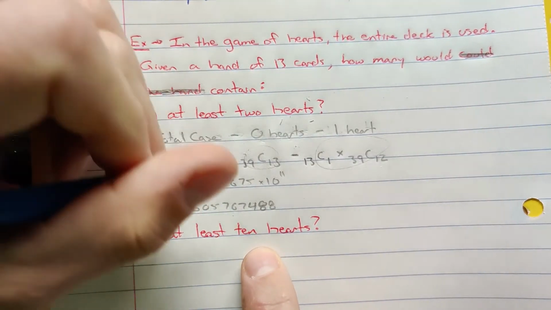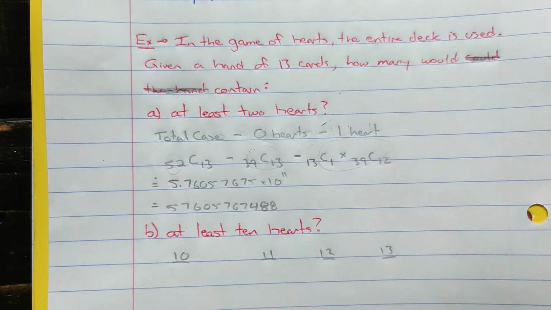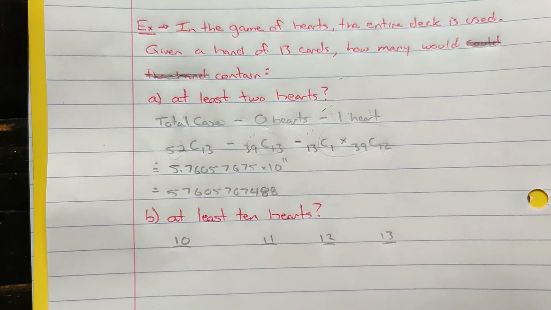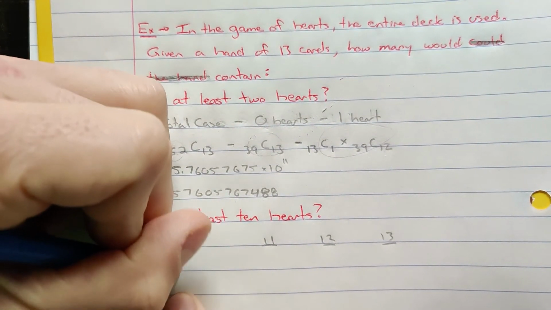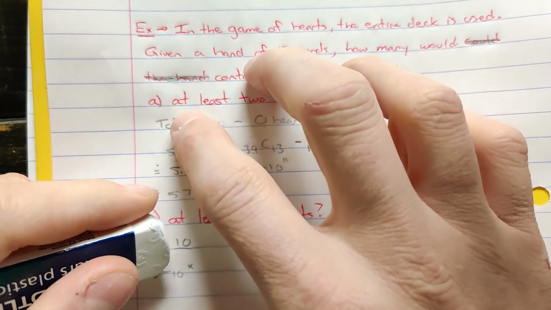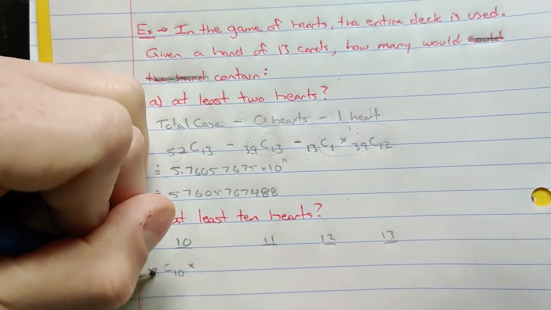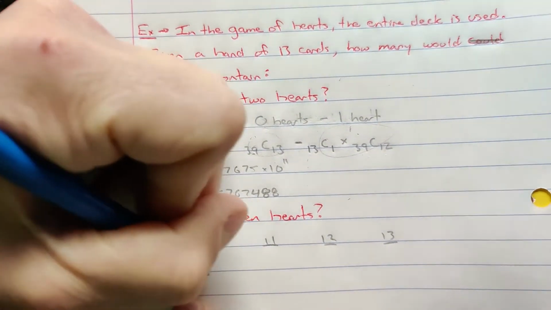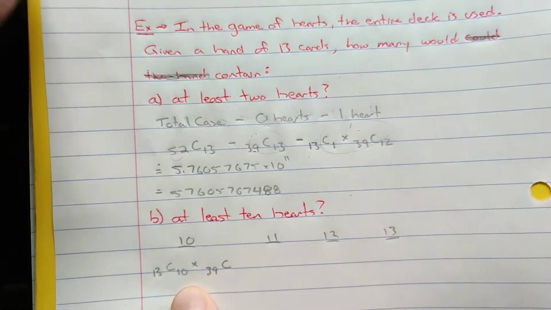So we have 10 hearts, then 11 hearts, 12 hearts, and then a full hand of hearts. Well, hands with 10 hearts. So we're going to choose from our hearts 13 choose 10, times 39 cards left that are not hearts, choose the 3 remaining.